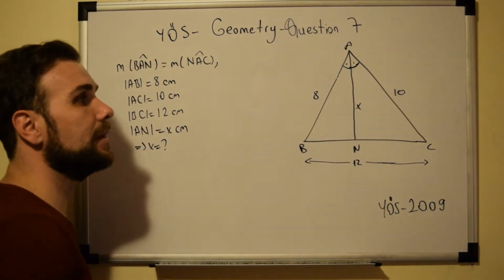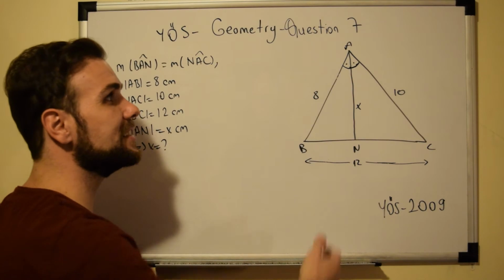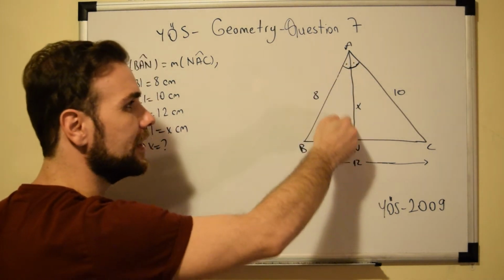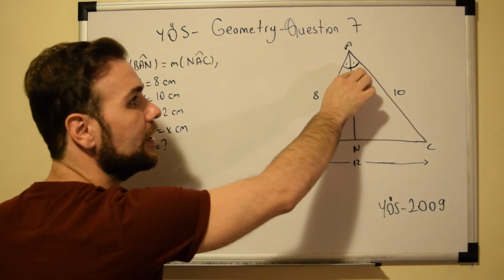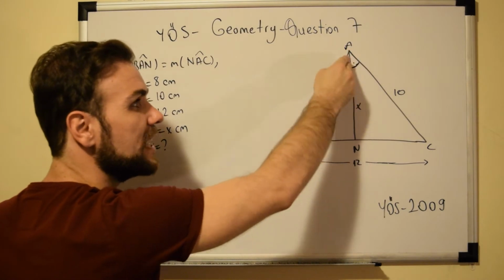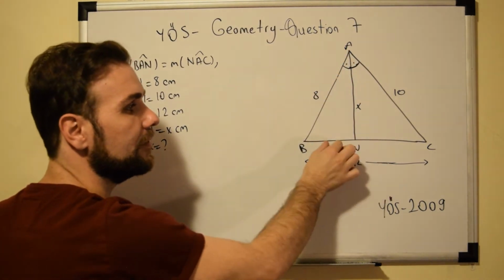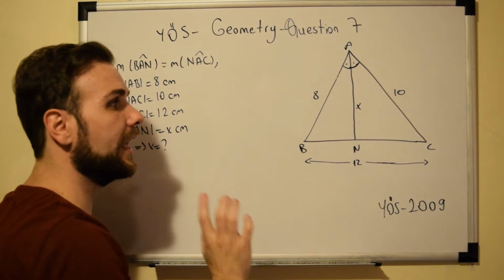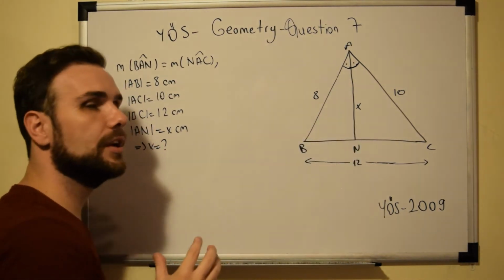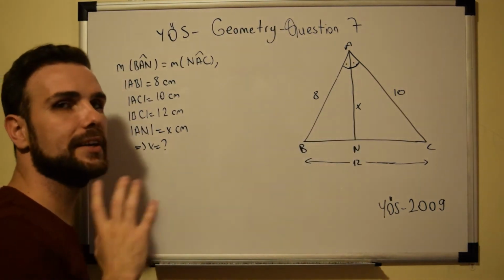So here we have a bisector. What does a bisector mean? It means the line segment which cuts this angle into two equal parts by joining the vertex to the opposite side of the angle. Now, when we have these situations, what does that mean? We have to apply a special rule.